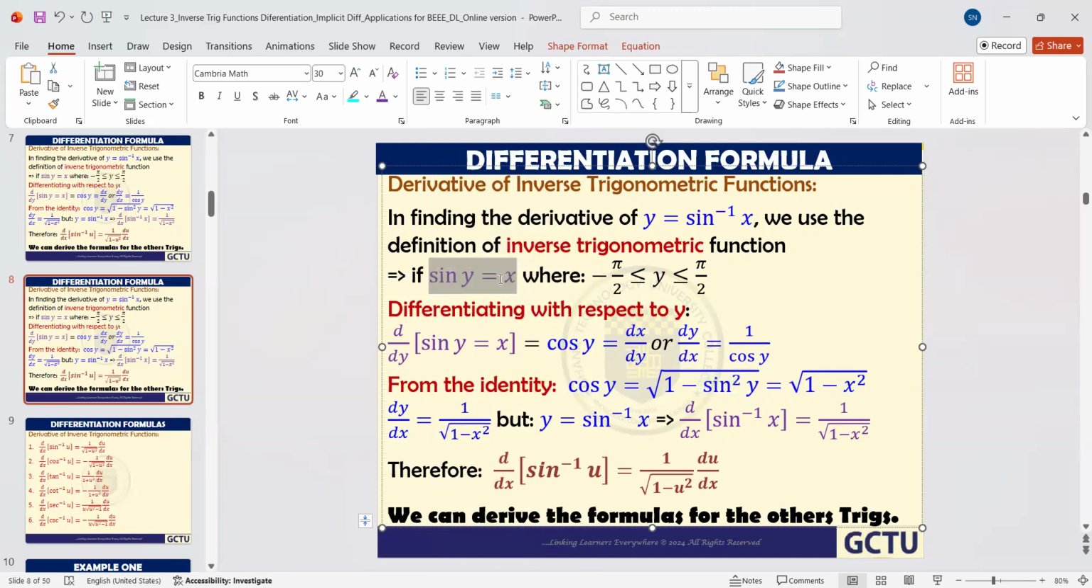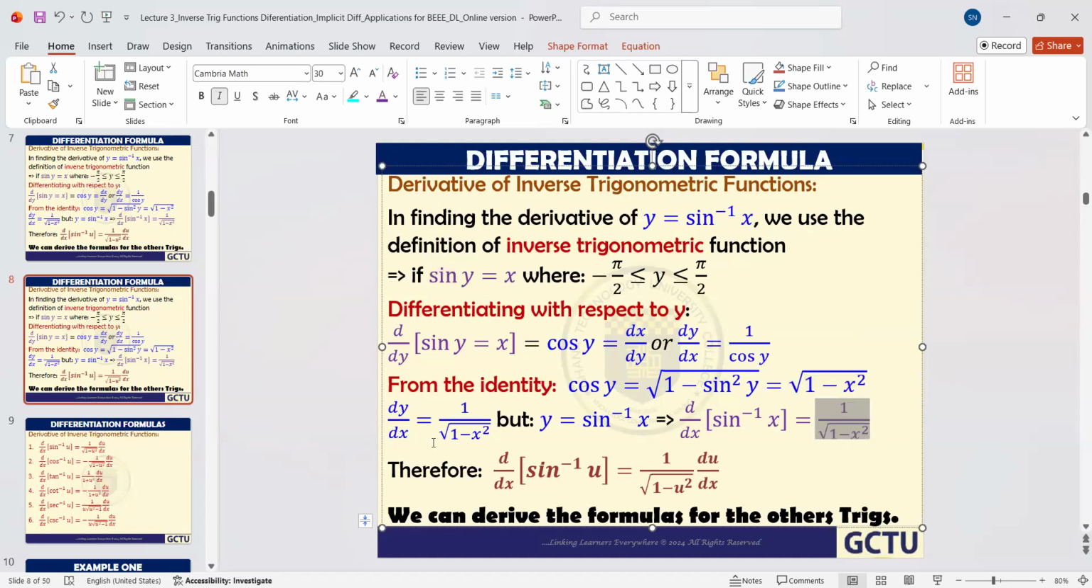Sine y is equal to x. So if I say 1 minus sine squared, it becomes 1 minus x squared. I hope up to this stage you are following. Cos y will be the square root of 1 minus sine squared y. But I know that sine y, from the beginning, we defined as x. So it means that 1 minus sine squared becomes 1 minus x squared. So therefore, this 1 over cos y simply becomes 1 over the square root of 1 minus x squared. So that is the formula.